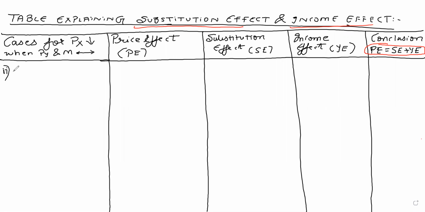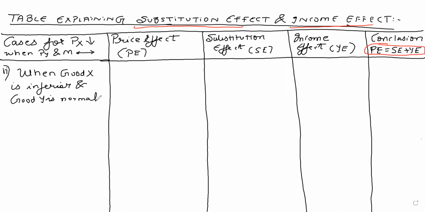Case 2, when good X is inferior good, when good X is inferior and good Y is normal. When good X is inferior and good Y is normal and price of good X falls. Price of good X is falling. Now guys, will there be any change in the substitution effect?